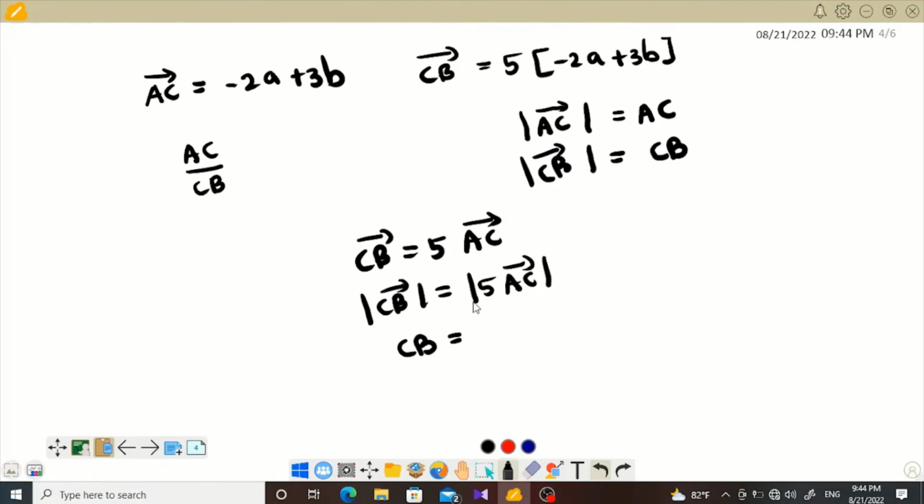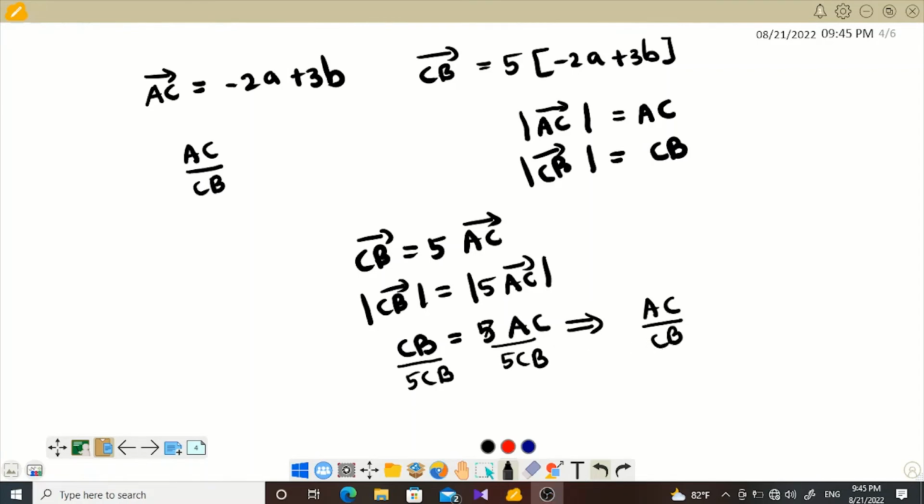We can take 5 out of the modulus because it is a constant 5. Then the modulus AC means AC. So we have to find the ratio AC to CB. So I am going to divide both sides by 5 CB. So then I can obtain the ratio AC divided by CB.